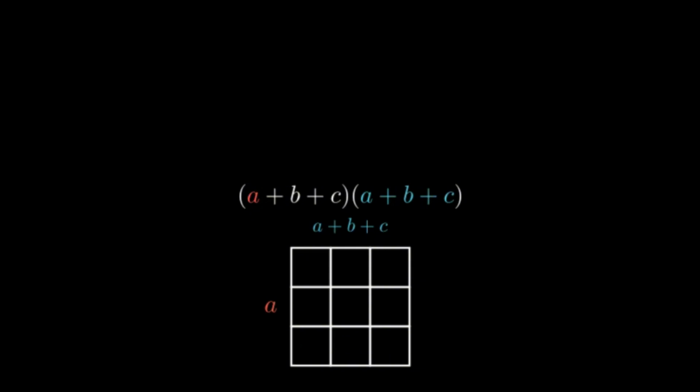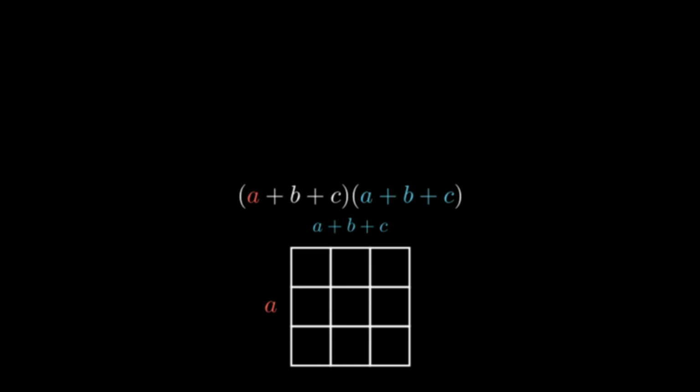This represents what we'll multiply across each term in the second factor, which is highlighted in blue. Our grid helps us organize this multiplication. The red A appears on the left side, showing what we're multiplying with. Across the top, we have the blue trinomial A plus B plus C. Each cell will contain the product of the corresponding terms.